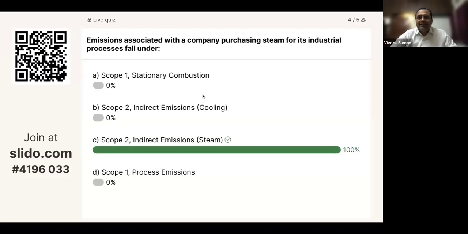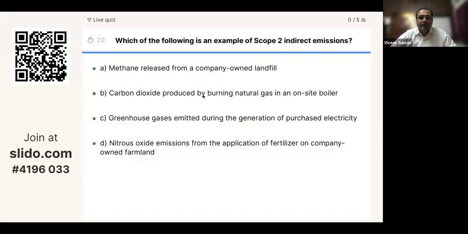Okay, clear cut. Everybody got it correct. Very good. Which of the following is an example of a scope 2 indirect emission? Indirect emission, which one is that? ये तो मतलब मिस्टेक होना ही नहीं चाहिए. मैंने सबको फॉर्मूला दिया हुआ है. Owned, scope 1. You know, 2 thing is scope 2, and 1 thing, of course, is scope 3.